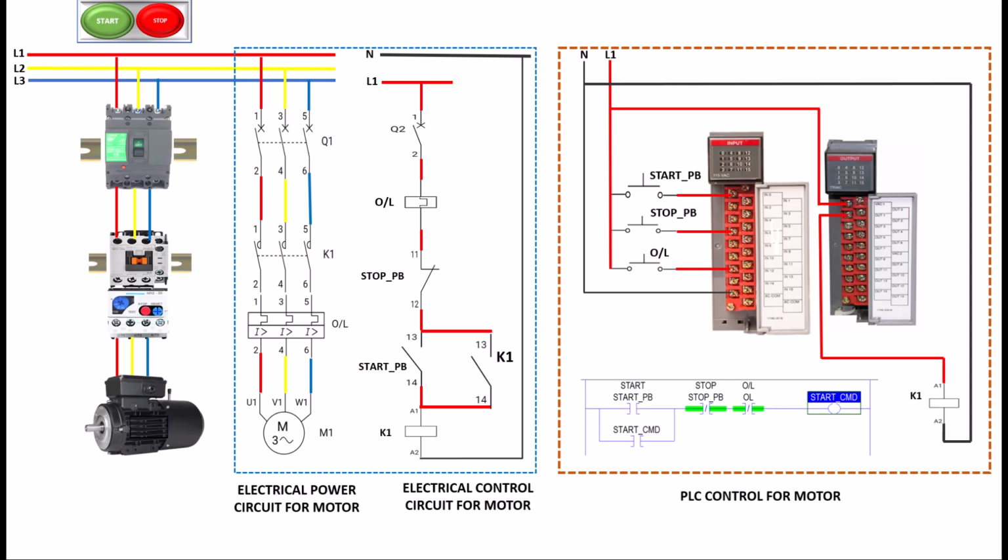Both circuits aim to run the motor when the K1 contactor energizes, either through the electrical control or PLC control. When K1 energizes, it will pass the electricity to run the motor. Anyways, it was an overview for my students so they don't get confused in motor start and stop through electrical circuit and programmable logic controller.